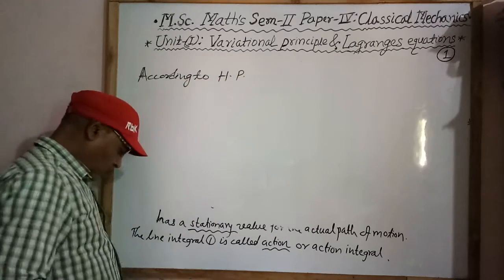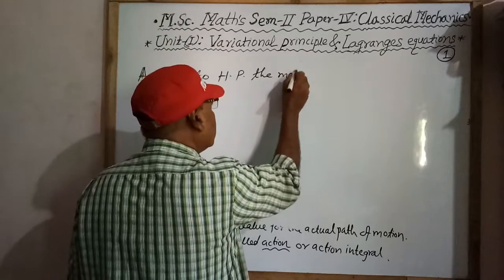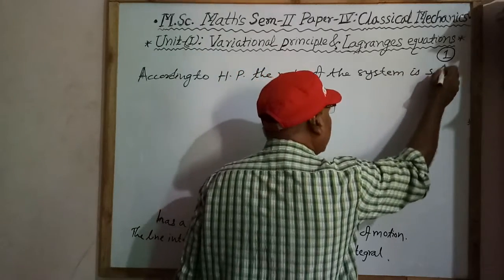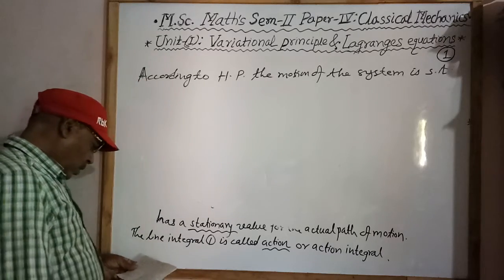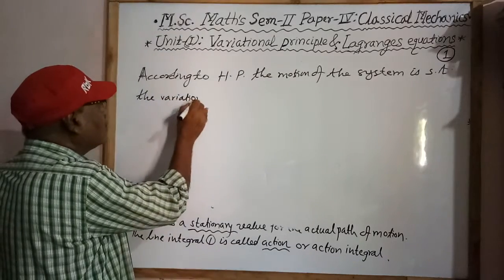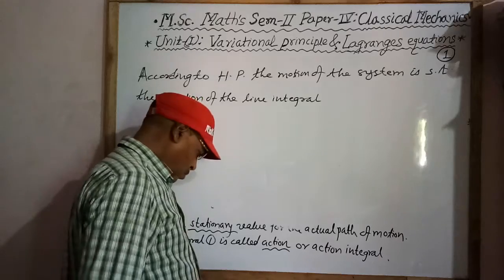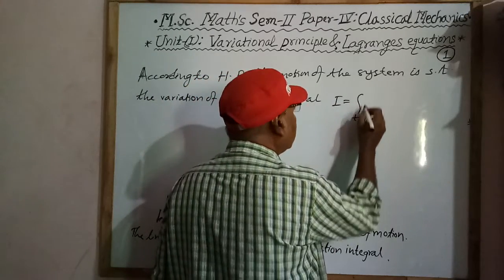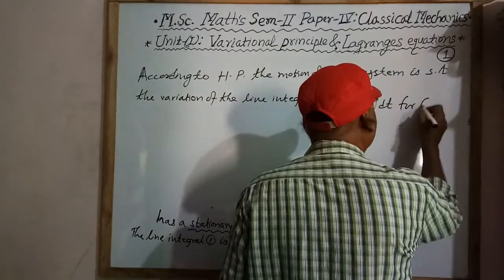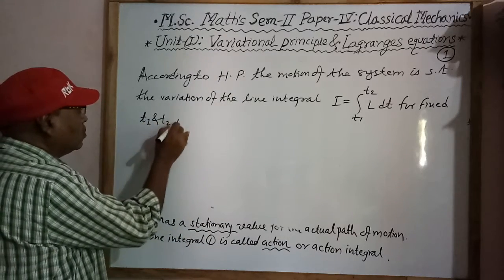According to Hamilton's principle, the motion of the system is such that the variation, which means delta, of the line integral I equal to integration t1 to t2 L dt, for fixed t1 and t2, is 0.